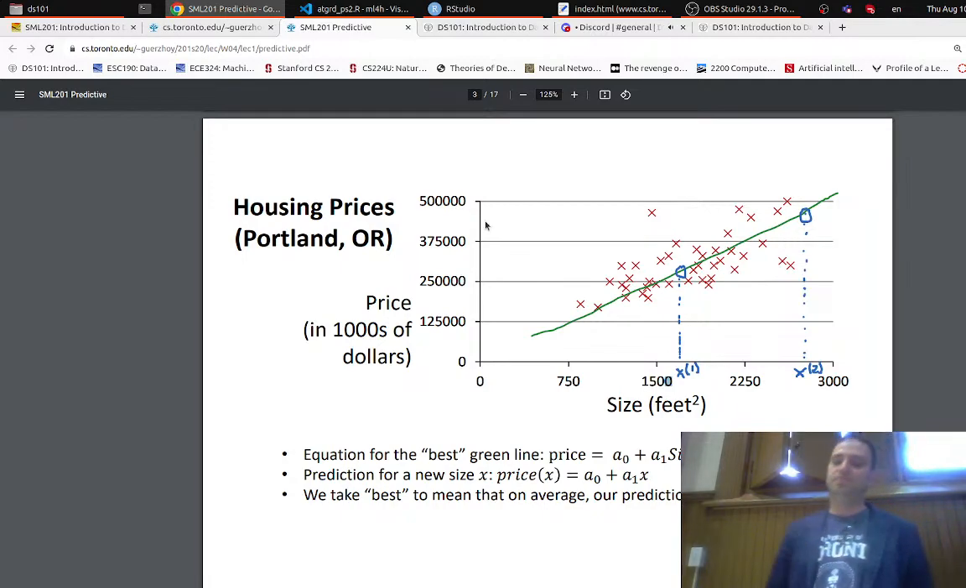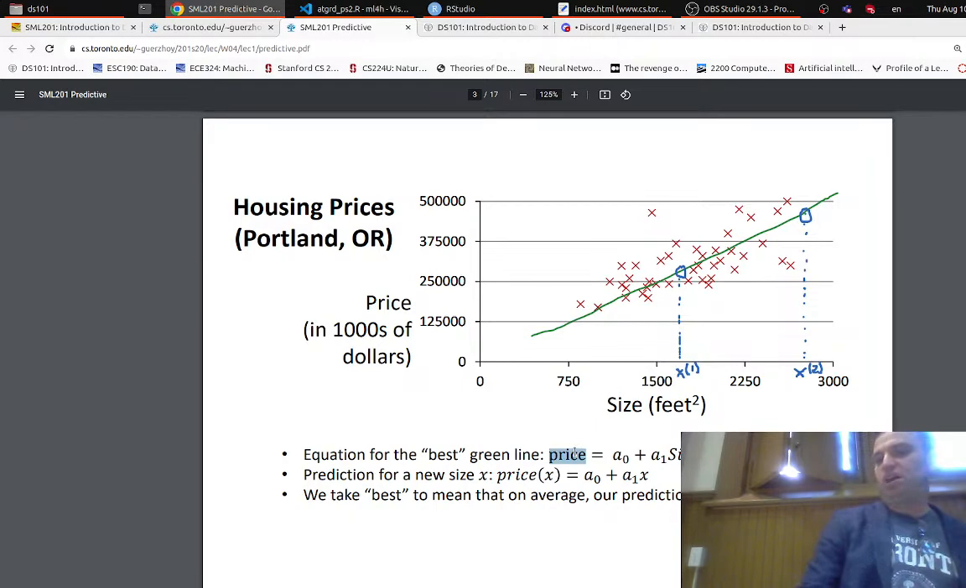Right? So algebraically, I would predict the price like this: A0 plus A1 times size. The prediction would be just plugging in the new x into this equation, where x is the size. And that's kind of the basic framework.